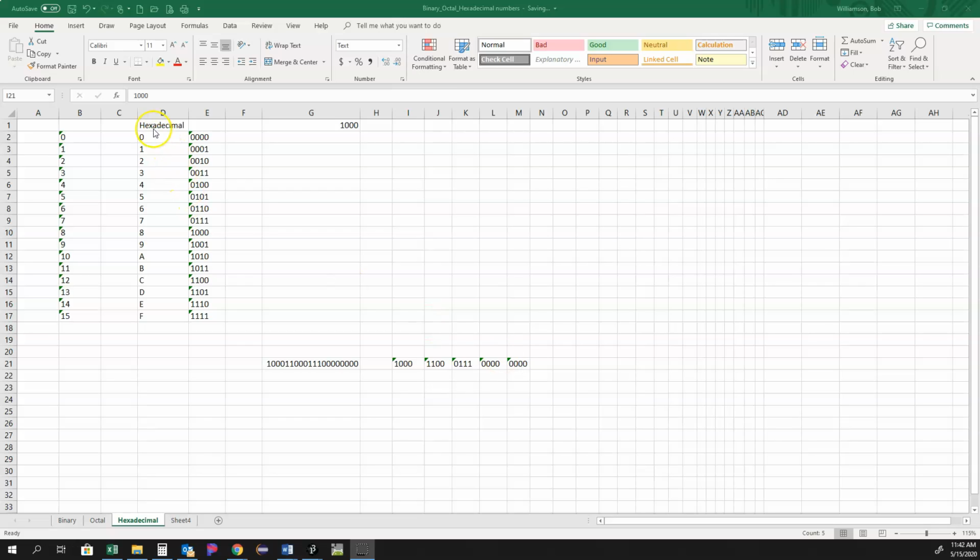So 0000 is in hexadecimal 0. So both of these are going to be 0. 0111 is a 7. 1100 is a C. And 1000 is going to be an 8. So the conversion is going to be 8C700 in hexadecimal.